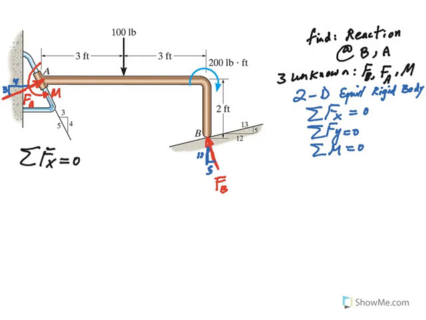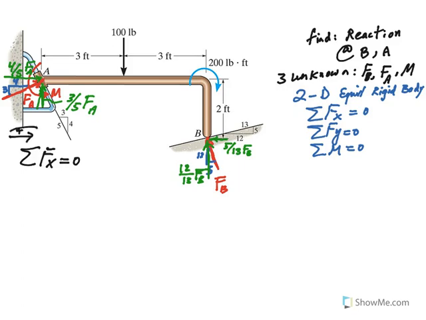I'm going to break this force into two components. One in the X direction, based on this slope, is going to be 5/13 of F sub B, and one in the Y direction is going to be 12/13 of F sub B. Similarly, I'm going to break F sub A into two components, one in the X direction and one in the Y direction. The one in the X direction is going to be 4/5 of F sub A, and the one in the Y direction is going to be 3/5 of F sub A. That makes our job easier when we balance forces in X and Y.